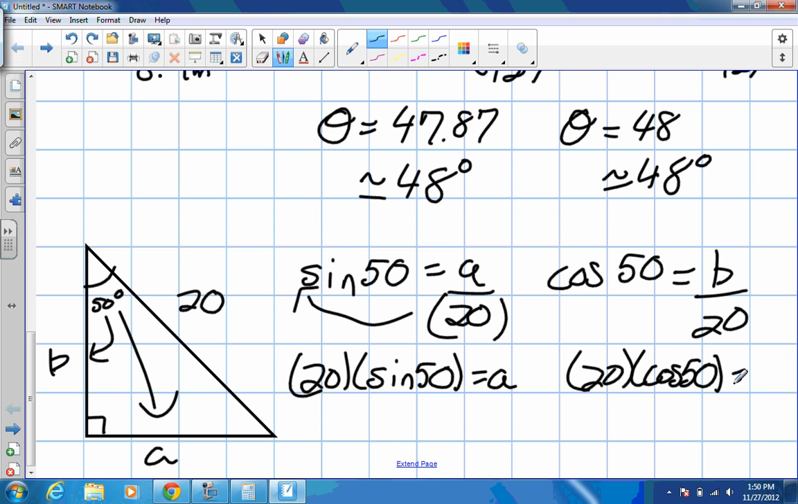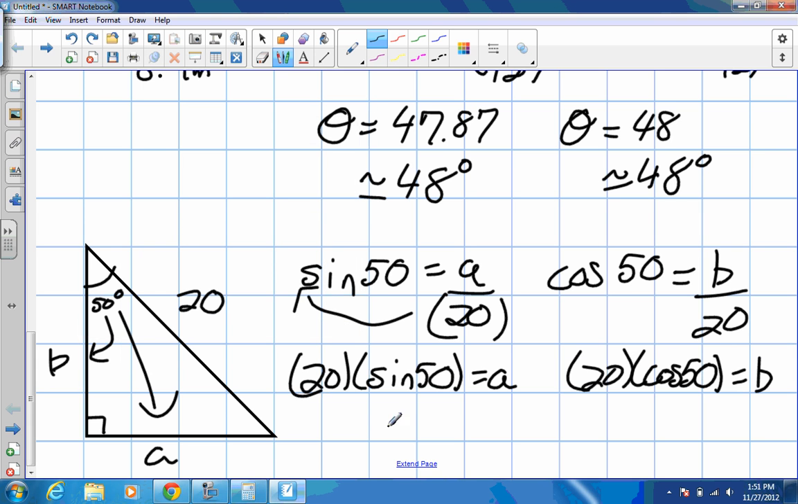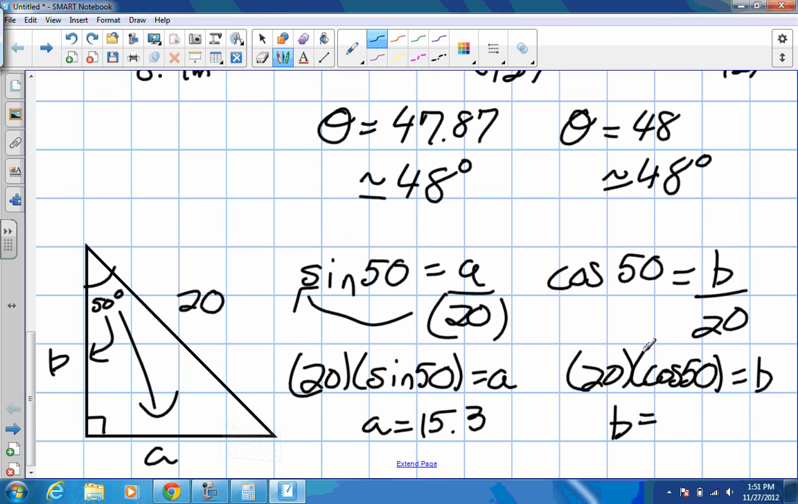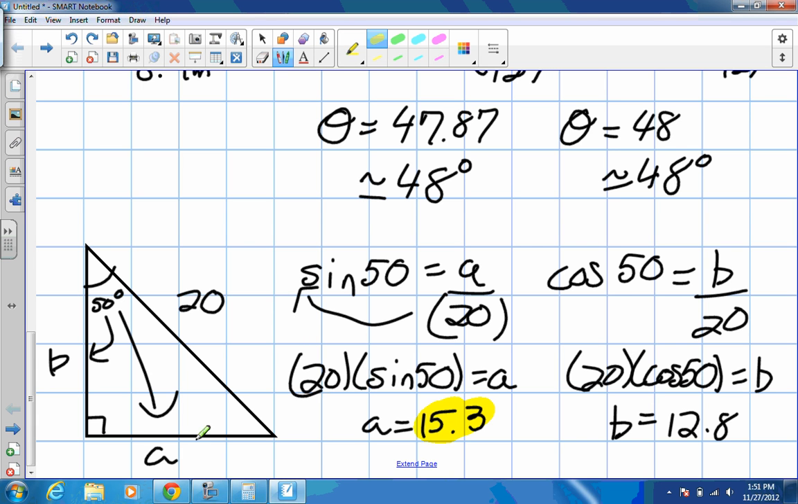So we'll go to our calculators here. I got to do sine 50 first. So 50 sine times 20, 15.3. So side A is 15.3. And side B is 50 cosine times 20, 12.8.